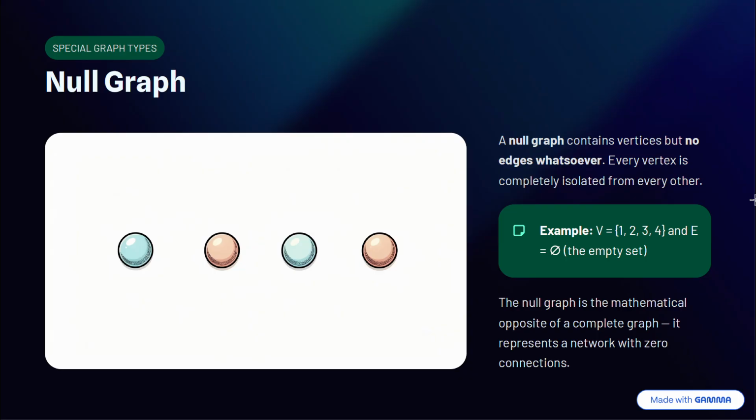The definition for null graph. A null graph contains vertices but no edges whatsoever. Every vertex is completely isolated from each other. For example, V = {1, 2, 3, 4}, these are the vertices, and E is empty, that is, it should not have a single edge. The null graph is the mathematical opposite of a complete graph. It represents a network with zero connections.